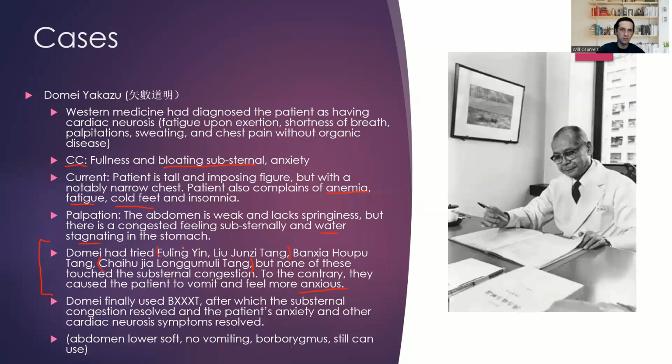Truthfully, in my opinion, if you've used Fulingyin, don't go and use Liu Junzi Tang, because they're basically the same. The only difference is Banxia versus zhishi. It's not a big enough difference. It doesn't alter the overall complexion of the formula enough. And truthfully, even Banxia Houpo Tang is sort of in the same vein. So it's a bit of a shame that he tried out all these formulas, but at the same time, it's also very honest of him to bring up all of his failures first. So that's also really nice.